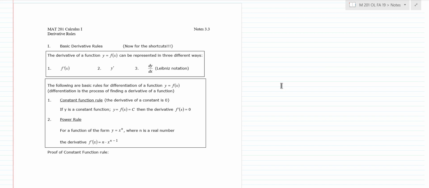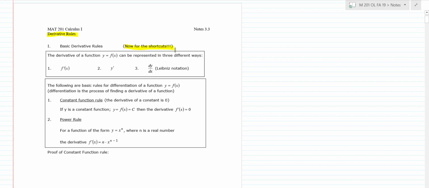All right, so a different introduction for today. So 3.3, what we're going to be looking at is derivative rules, and you'll kind of appreciate this section. After the last section, learning how to use the difference quotient to find derivatives can get a little heavy sometimes. So now we're going to learn lots of shortcuts. All right, so now for the shortcuts.